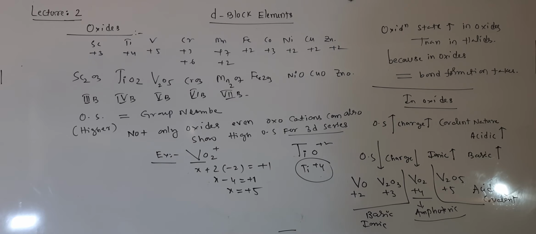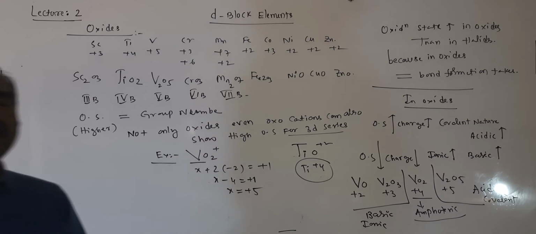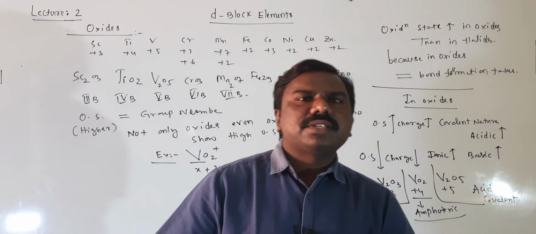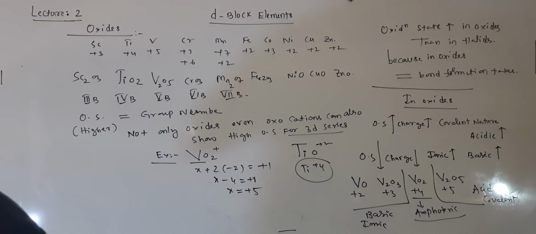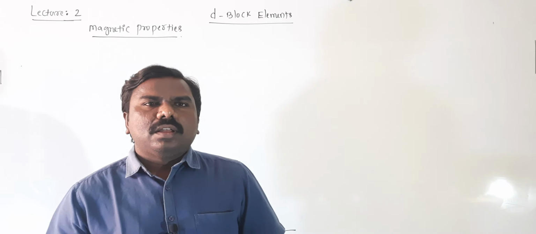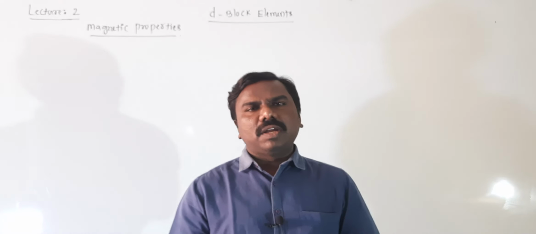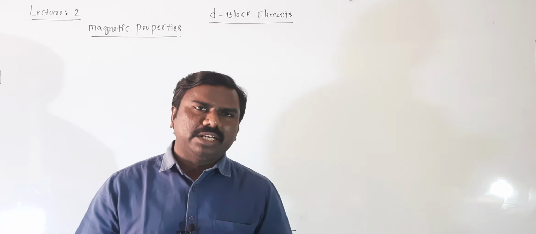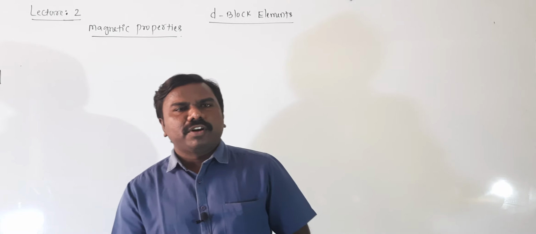With this, oxidation state in oxides and fluorides, we have completed. Few more properties we discuss now. D block elements can show various properties. Till now we have discussed oxidation states and chemical reactivity. Now magnetic properties, alloys, color, different properties we will discuss.